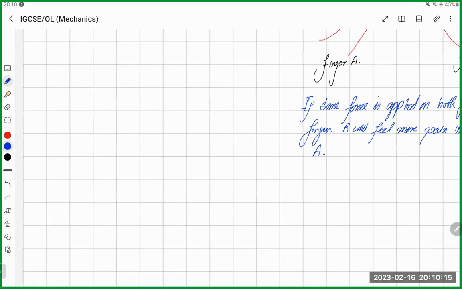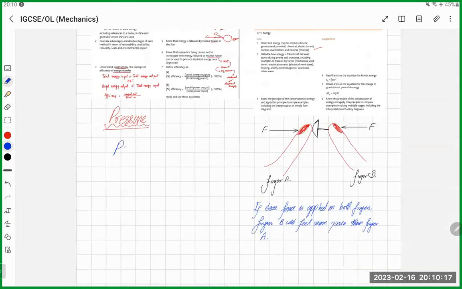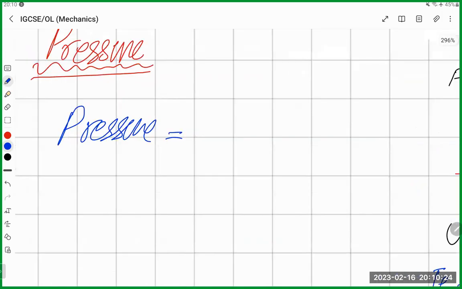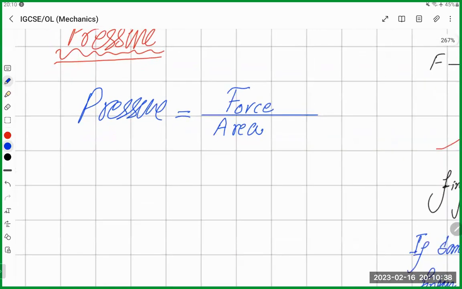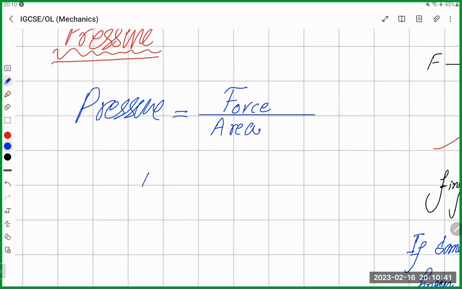Now, why is that? Because pressure is a kind of density of force. How much force is acting on a unit area? So pressure is force acting per unit area. P equals F over A.